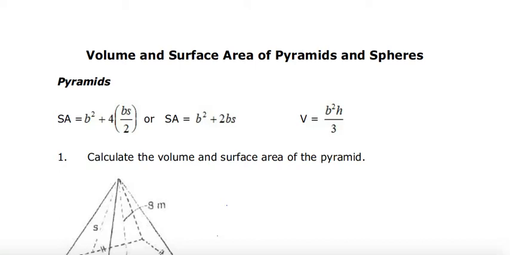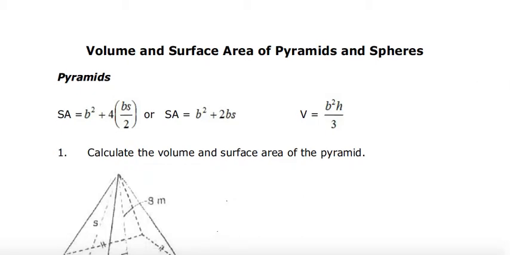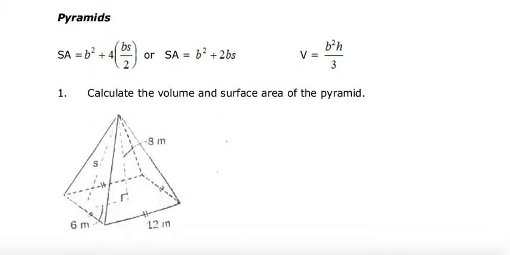Volume and surface area of pyramids and spheres. When we're looking at a pyramid, we're just going to look at square base pyramids for this unit. You can have different types of bases, from rectangles to even hexagons, but we're just going to look at square base pyramids for today and for this unit.